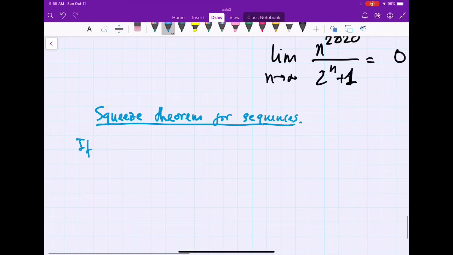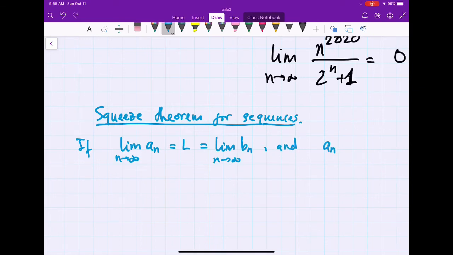So remember that if you have two sequences, an and bn, and they have the same limit L at infinity, and suppose that an is less than or equal to cn, which is less than or equal to bn, then the limit of cn is also equal to L. That is the squeeze theorem for sequences.